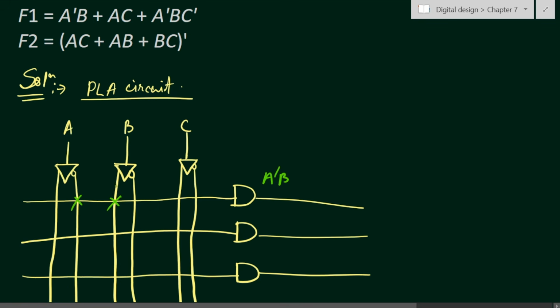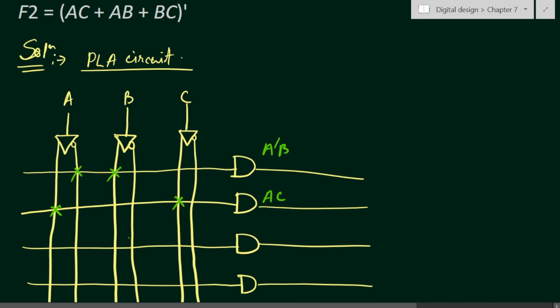Next we have AC. This one is A and this one is C, so put marks here, and here we will get AC. Then we have A bar B C bar: A bar, B and C bar. So here we will get A bar B C bar.